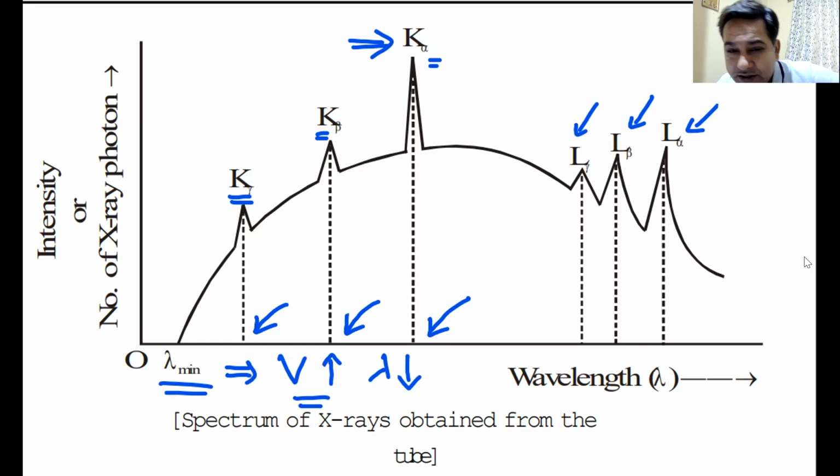Now, the wavelength of K alpha, K beta or K gamma depends on the difference in the energy levels. K alpha depends on the difference in energy level of K and L. K beta depends on K and M. K gamma depends on K and N. Which one has the lowest difference? K shell and L shell, K shell and M shell, K shell and N shell. Which will have the lowest difference of energy? The K shell and the L shell will have the lowest difference in energy, and therefore we have the highest wavelength. The K alpha wavelength will always be higher than K beta and K gamma.